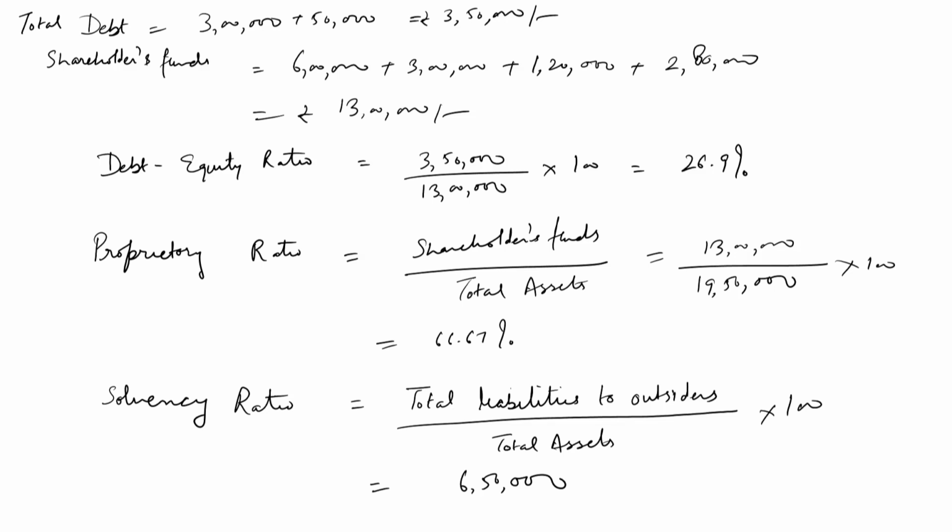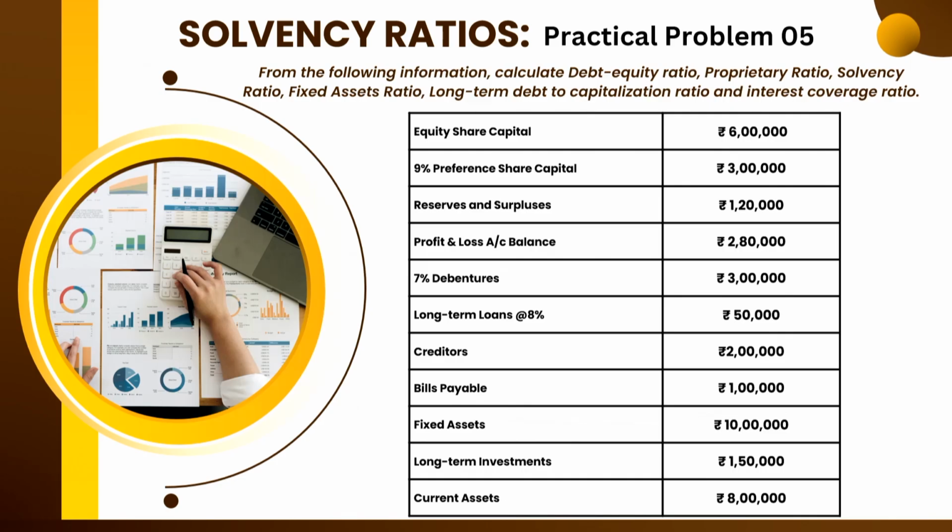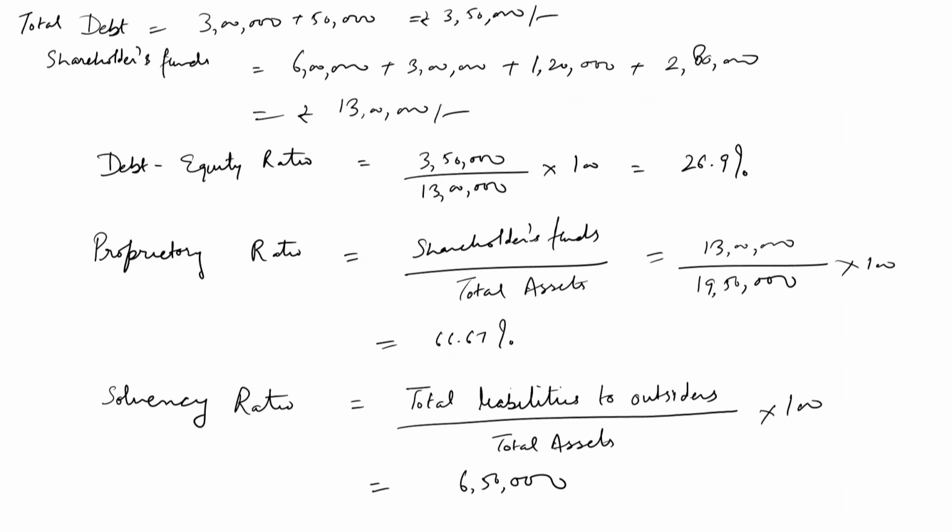If we see our question, we are given 3 lakh as debentures, 50,000 as long-term loans, then we have 2 lakh creditors and bills payable of 1 lakh rupees. So the total is 6 lakh 50,000 divided by the total assets 19 lakh 50,000 into 100. The total ratio falls to 33.33%. It implies that debts are secured with regards to their payment because of the availability of the assets.